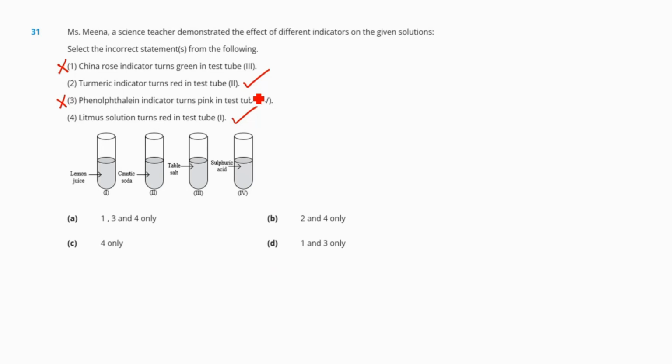On the other hand, this caustic soda 2, it is basic in nature, and thus the turmeric indicator turns red in color. So option 2 is correct. And the third one, the China rose, okay? So in test tube 3, table salt is a neutral solution. So China rose indicator does not turn green because table salt is neutral. So there will be no change in color. So option 1 is incorrect. So our correct answer is option number D.